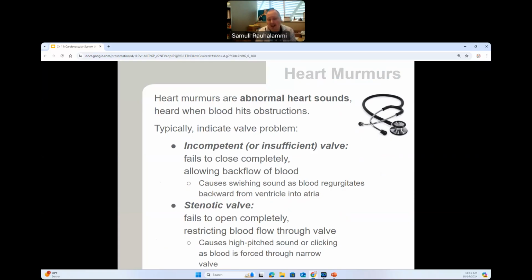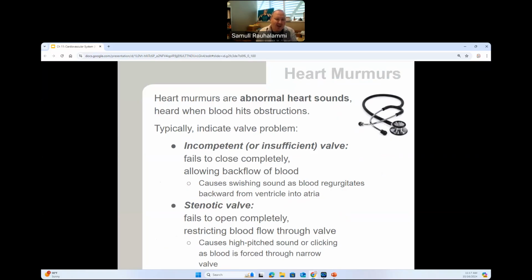The second example that I provided here is what's known as a stenotic valve. Here a heart valve fails to open completely. So when it should open completely, it is opened only narrowly. So it remains slightly narrowed even when it's supposed to be fully open. As a result, the heart now has to work harder to squeeze the full volume of the blood through this smaller than supposed to be opening. And we will hear this as a high-pitched sound, or sometimes a clicking sound with a stethoscope. So that's why we really use stethoscopes to listen to what's going on.